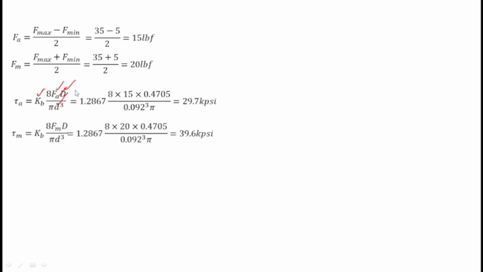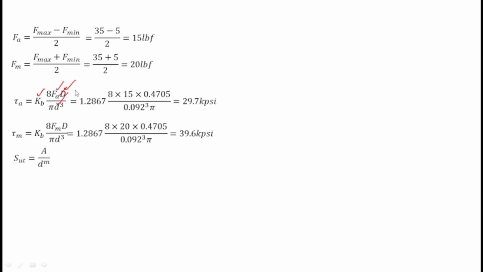And when you know Fa and Fm, you can find out tau a and tau m. So let's find out tau a, which is given by KB into 8 Fa D divided by pi into wire diameter cube. We found the value of KB, we found the value of Fa, we also found the value of D, and the value of this wire diameter was given. So putting these values, it will give you 29.7 kpsi. So this is tau a. We can also find out tau m using the same formula, but instead of this Fa we will have Fm. So putting the value of Fm instead of Fa, that will give you 39.6 kpsi.